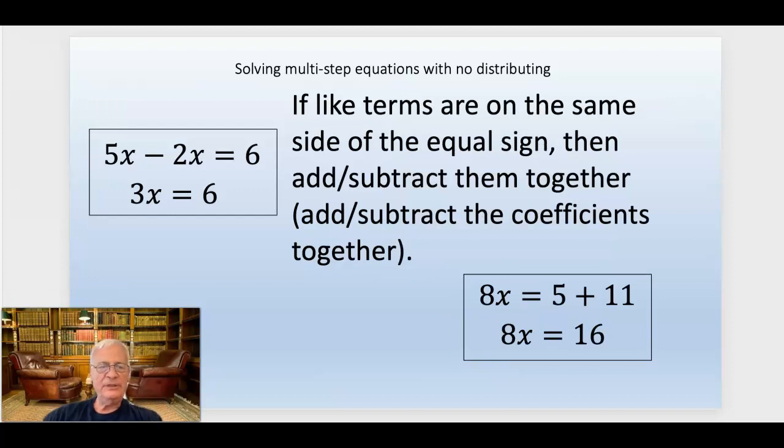Guys, if the like terms are on the same side of the equal sign, just add or subtract them together, which means you're adding or subtracting the coefficients together. So here the x's are on the same side, 5x minus 2x is 3x. Here, 5 plus 11 is 16. Just put the constant terms together.